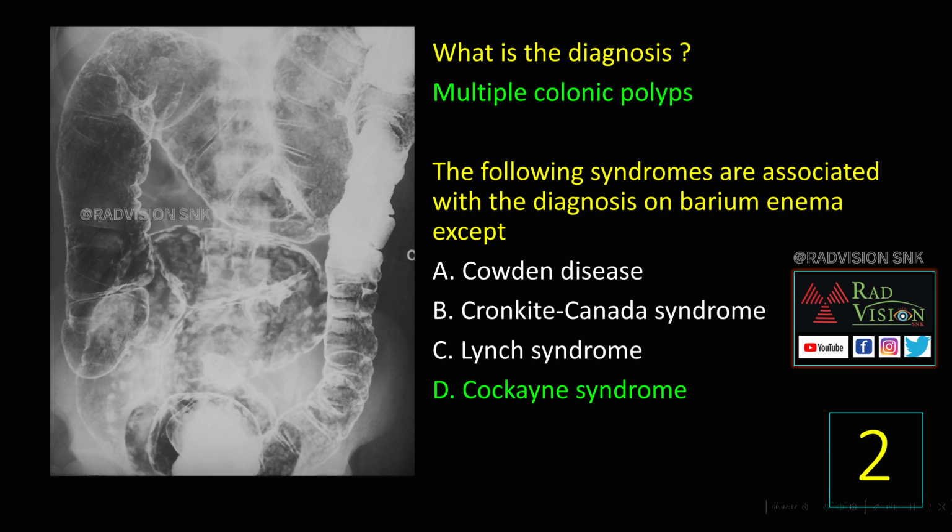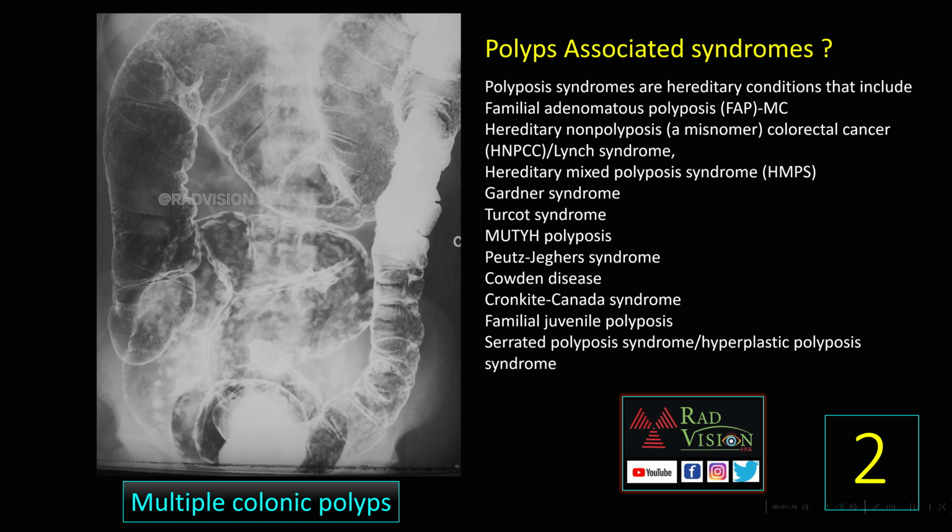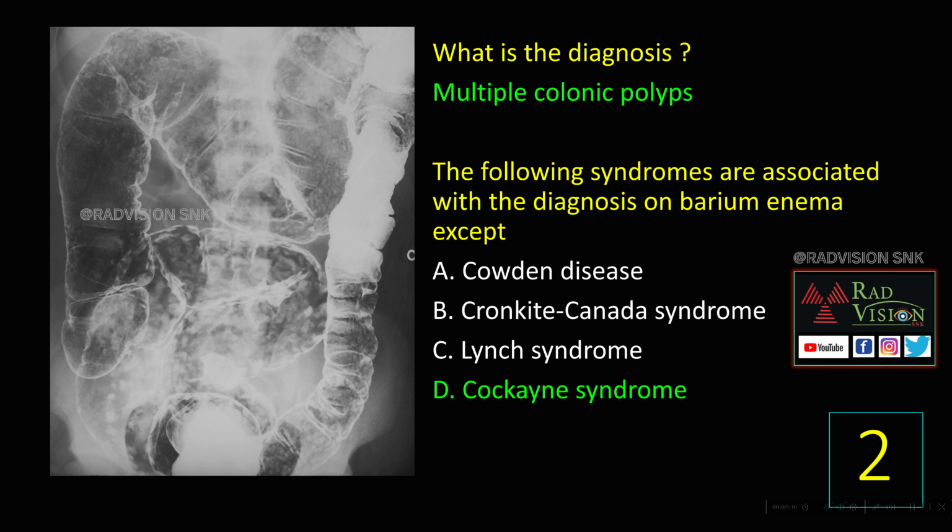Which of the following syndromes are associated with the diagnosis on barium enema? Cowden syndrome, Cronkhite-Canada syndrome, and Lynch syndrome are associated, but Cockayne syndrome is not associated with colonic polyps. You can pause the slide and see all the polyp associated syndromes. So the answer is Cockayne syndrome, which is not associated with colonic polyps.